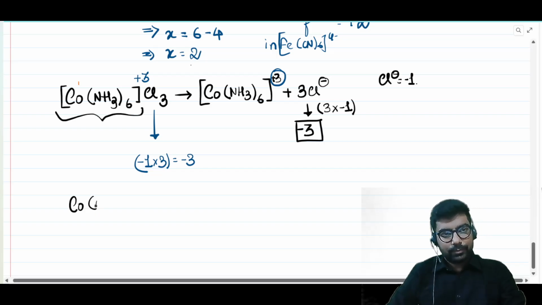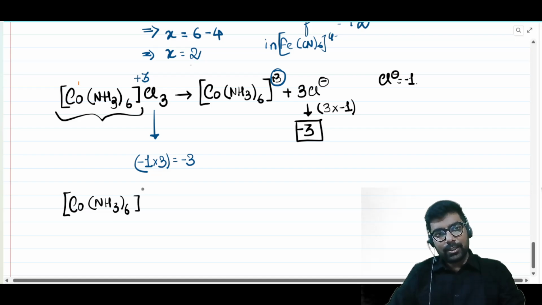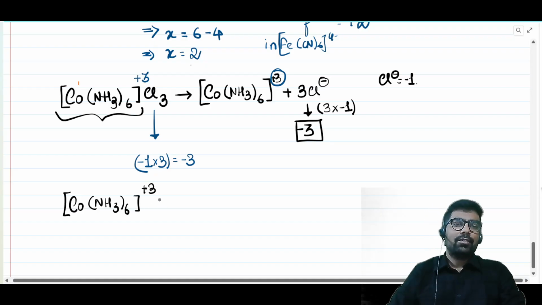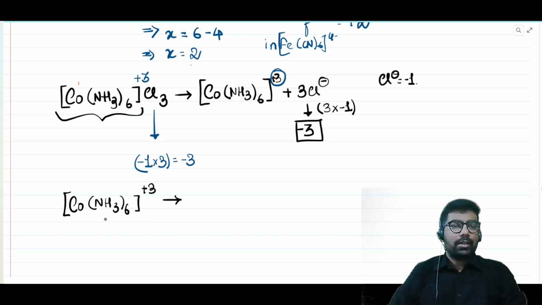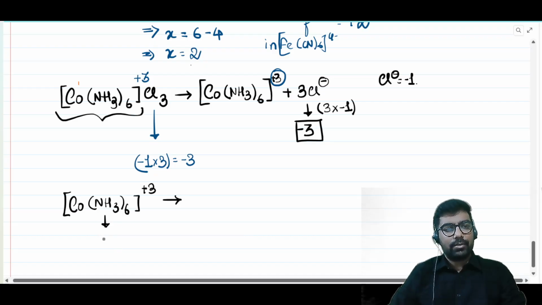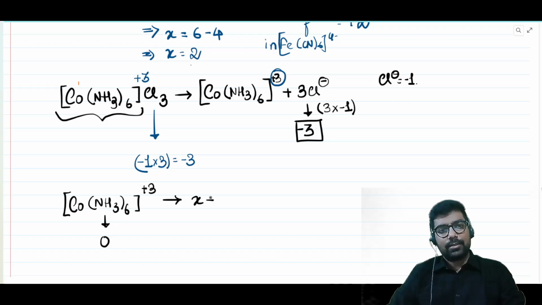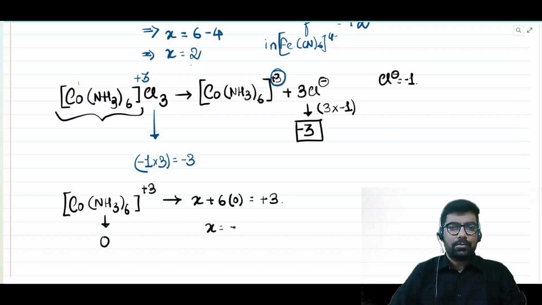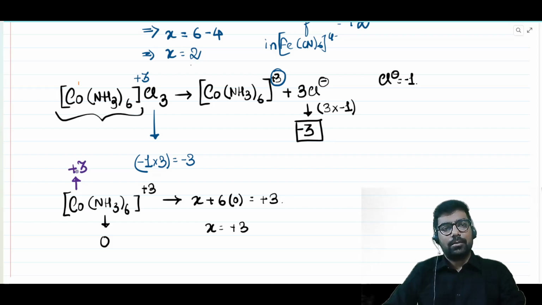So Co(NH3)6 has a charge of plus 3. Now find out using the same logic. One thing, ammonia is a neutral ligand. So ammonia has an overall charge of 0. So let's say the cobalt is X, plus 6 into 0 is equal to plus 3. Anything multiplied by 0 is 0. So X is equal to plus 3. So basically the charge of cobalt over here is plus 3.